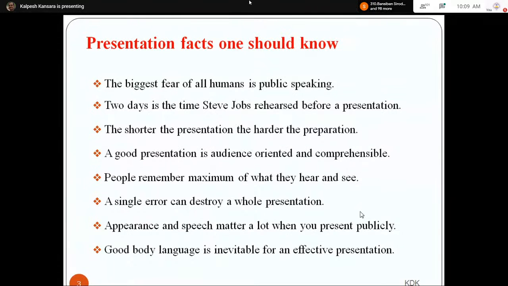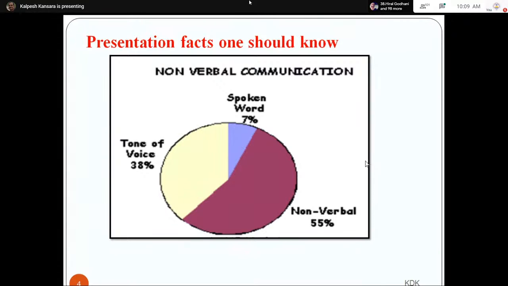Yes, so you have to be very, very careful about your appearance and speech when you are speaking in public. Talking about the last line here, good body language is inevitable for an effective presentation. So, with that outline, with those facts about presentation, I would like to move further.